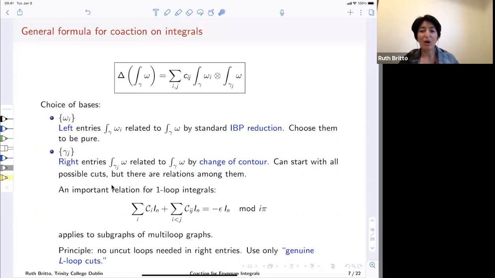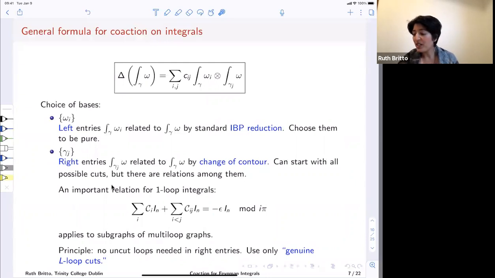Well, we could imagine taking all possible cuts, all possible combinations of propagators being cut, but that's too many. There are many relations among the cuts. And these are analogous to the IBP relations because we know the dimensionalities of cohomology and homology should agree. Here's one important relation that we found previously for one loop integrals, which is a linear relation between an uncut integral and the sum of all its one line and two line cuts. Now this is definitely in dim-reg, the epsilon is involved here.